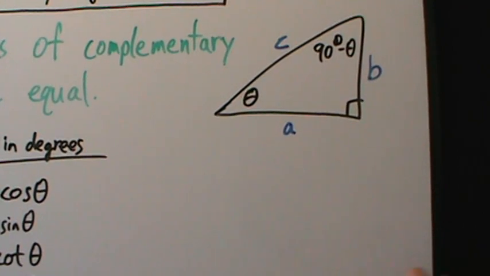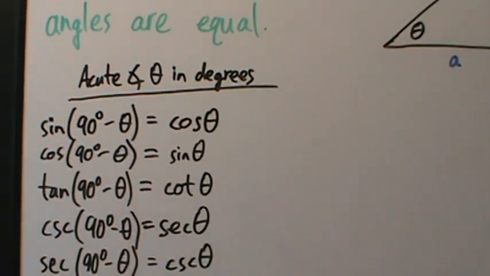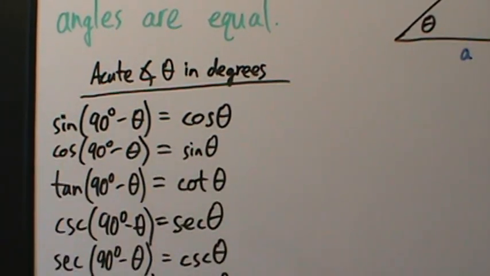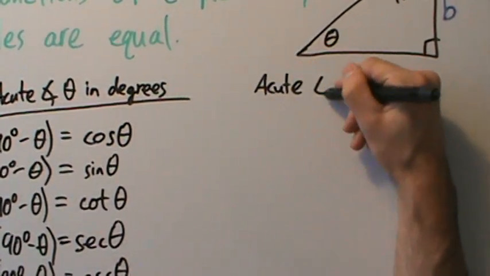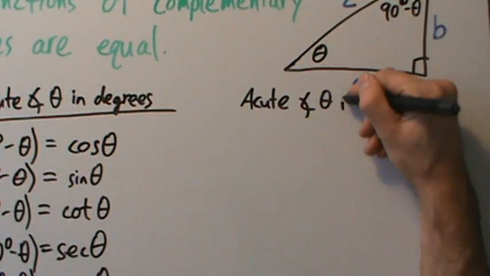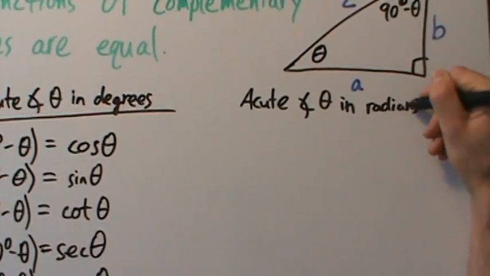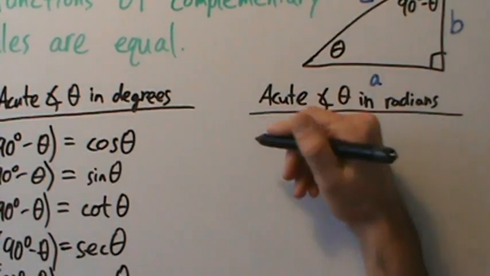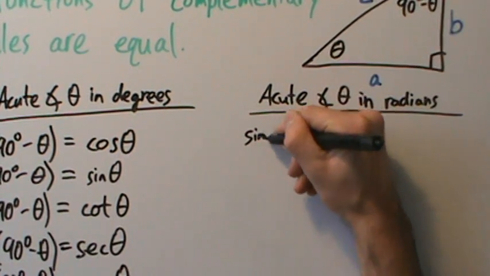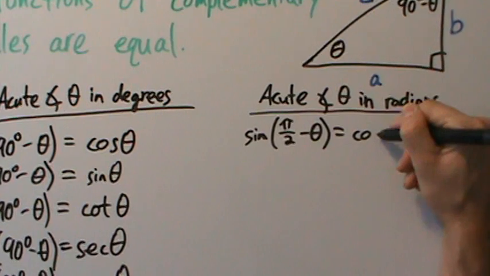Okay, so the last thing we want to do is, so this is if theta is in degrees. What if theta is in radians? Well, it doesn't really change the facts at all. We're going to change 90 degrees to pi over 2. That's really all that is. So if we have an acute angle theta in radians, then what we're going to have here is sine of pi over 2 minus theta equals cosine of theta.